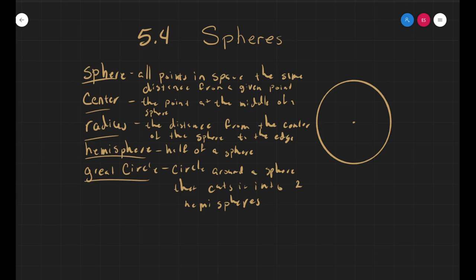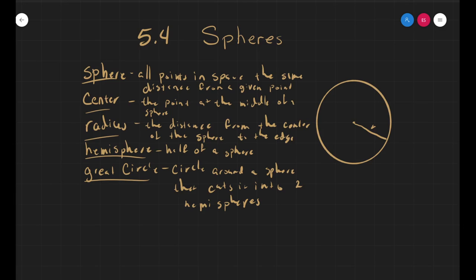A sphere is all points in space that are the same distance from a given point. That point is called the center of the sphere, the point at the middle of the sphere. If we imagine this being a sphere, then this point right here would be the center of that sphere. A radius is the distance from the center of the sphere to the edge. So if we mark it out, there's our radius of our sphere.